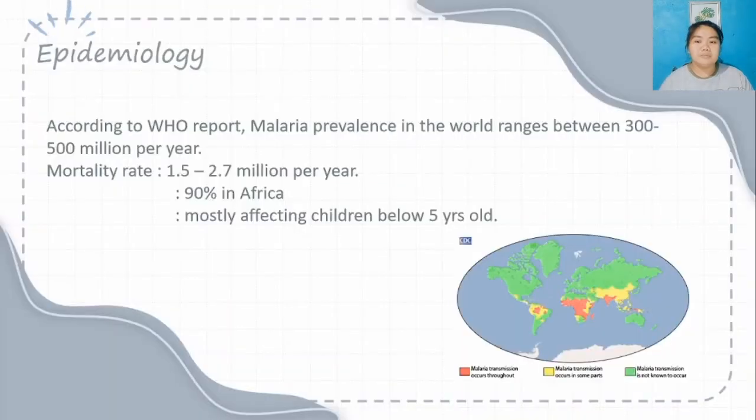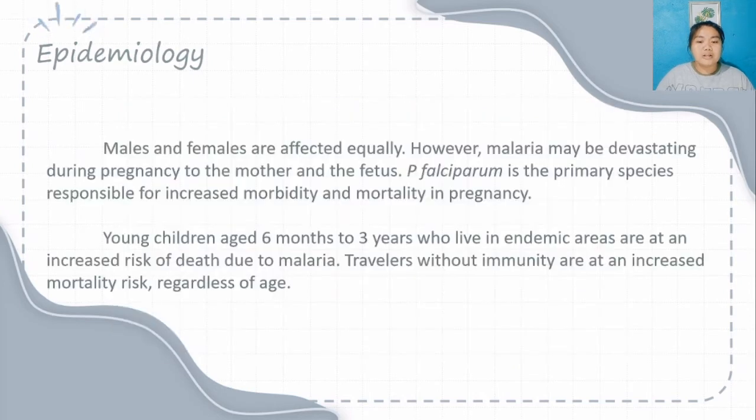So next is the epidemiology. According to the World Health Organization report, malaria prevalence in the world ranges between 300 to 500 million per year, and the mortality rate is 1.5 to 2.7 million per year, with about 90% in Africa, mostly affecting children below 5 years old. Males and females are affected equally. However, malaria may be devastating during pregnancy to the mother and the fetus.